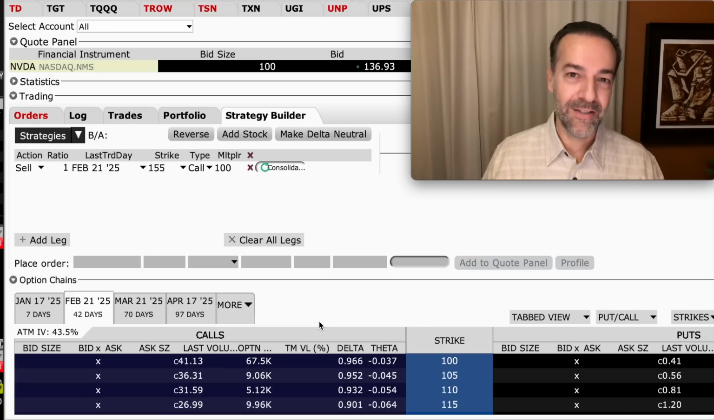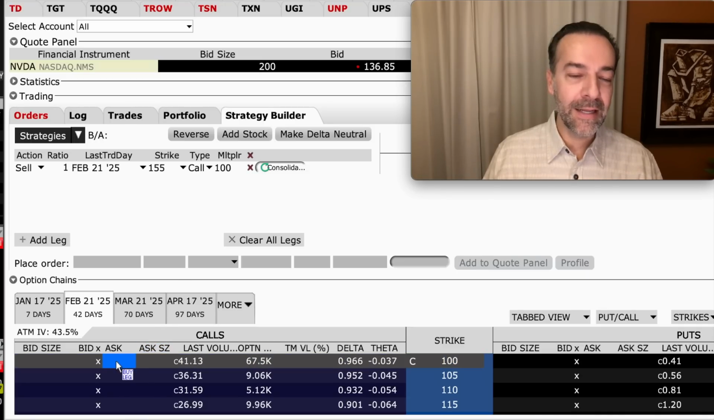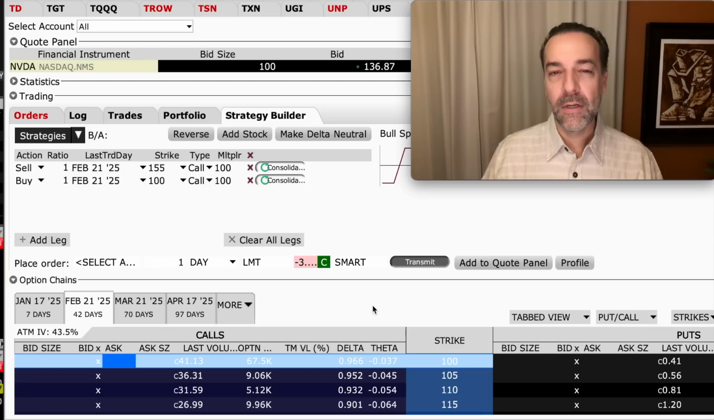And it goes like this. If you wanted a stock replacement strategy and you felt pretty bullish on Nvidia, then in addition to selling that call option that expires in about 42 days, February 21st, you could buy a call option that's in the money that expires on the same expiration day. Now, why might you do that?